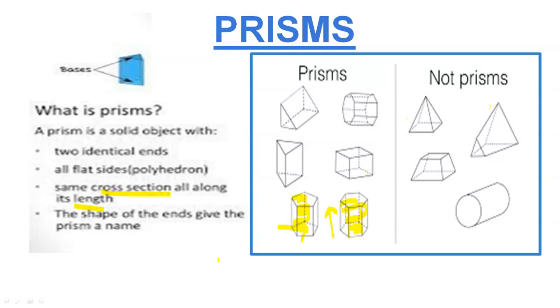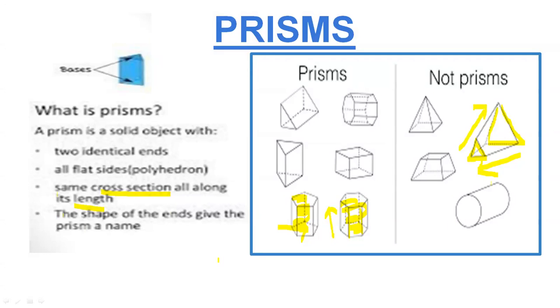Look, it's having a triangle. It's also having a triangle. But when I'm moving from the top to bottom or from the back to front, look, it's not the same.